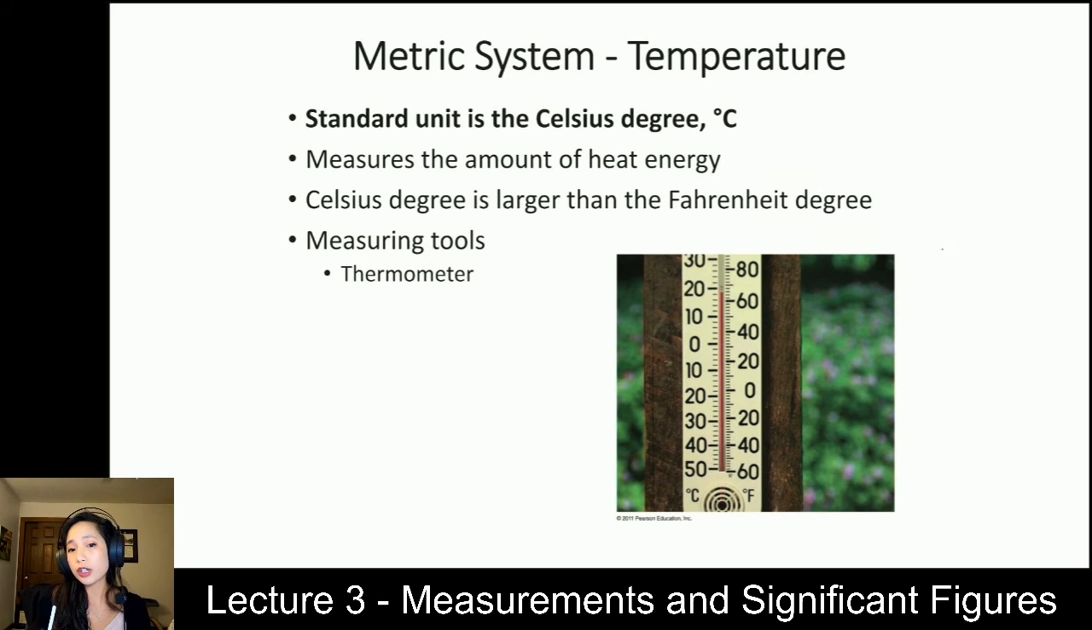You might feel comfortable at 22 degrees Celsius, that's around room temperature, but you might get really hot at 23 degrees Celsius. Versus room temperature in Fahrenheit, which is about 70 degrees Fahrenheit, and you might get really hot at 71 degrees Fahrenheit.